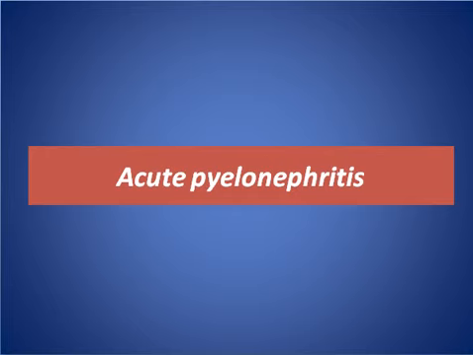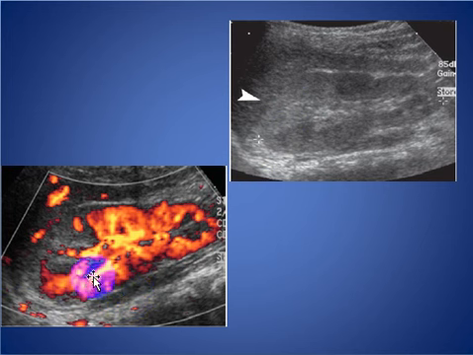As we see here in the longitudinal ultrasound of the kidney, we see a hyperechoic area in the upper pole of the kidney due to pyelonephritis, and this is here the color flow ultrasound. We see a perfusion defect in that area. With the clinical history and the presentation, it is in keeping with acute pyelonephritis.